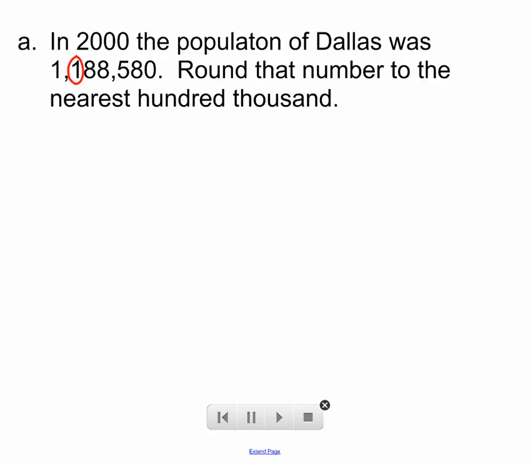Well, first of all, let's locate the 100,000 place. It's this one right here. That's 100,000. So if we're going to round to the nearest 100,000, what we need to do is look at the next place, and that's that 8, the one immediately to the right of it. Now, any number that's 5 or greater means that we're going to round up to a 2. And 8 is greater than 5.